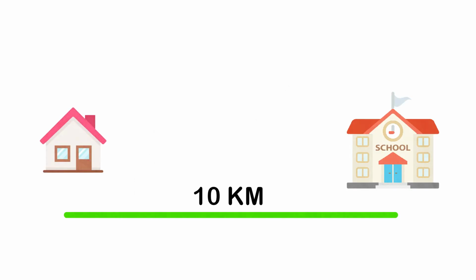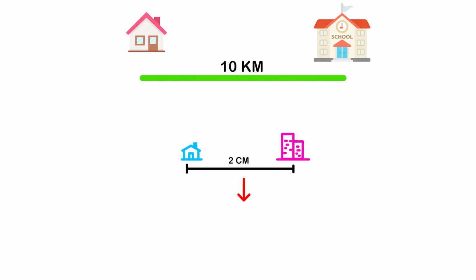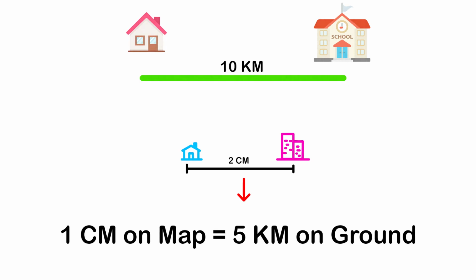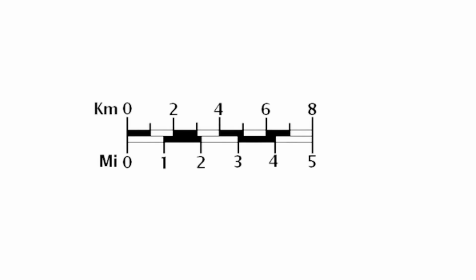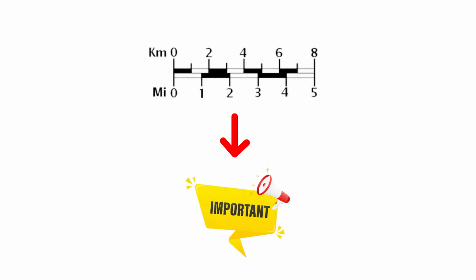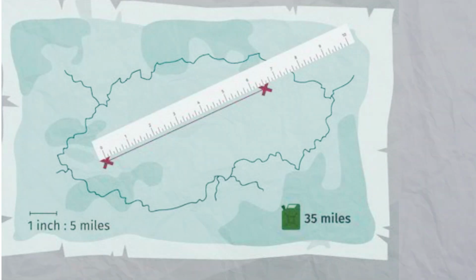For example, the distance between your school and your home is 10 km. If you show this 10 km distance by 2 cm on a map, it means 1 cm on the map will be shown as 5 km. On the ground, the scale of your drawing will be 1 cm is equal to 5 km. The scale is very important in any map. If you know the scale, you will be able to calculate the distances between any two places on a map.